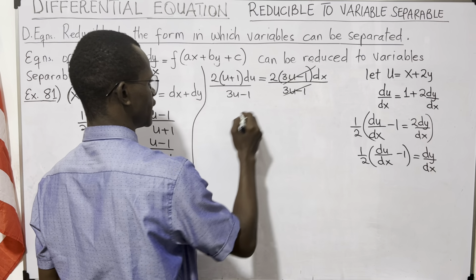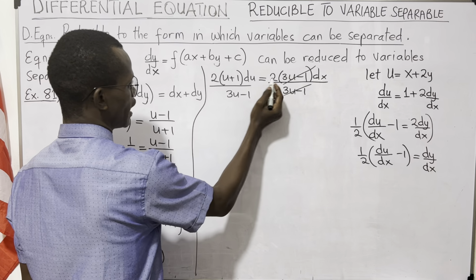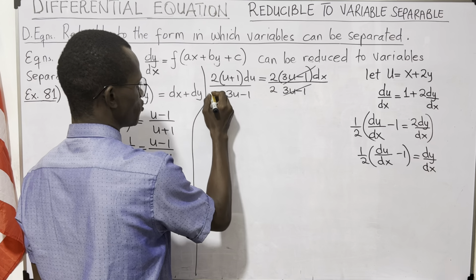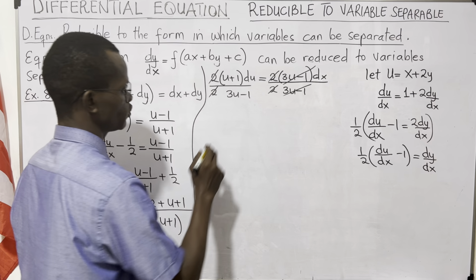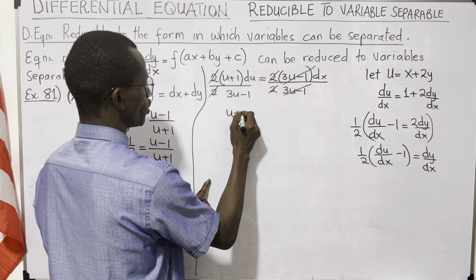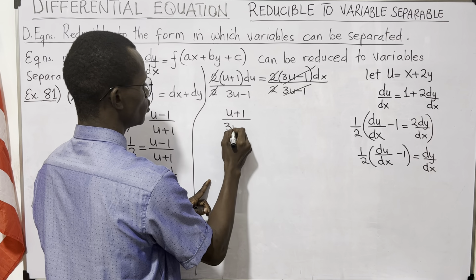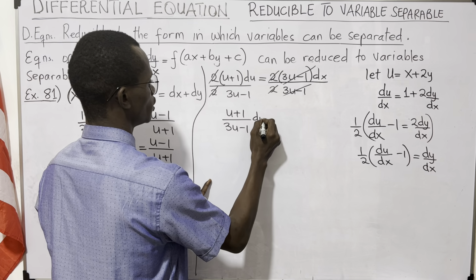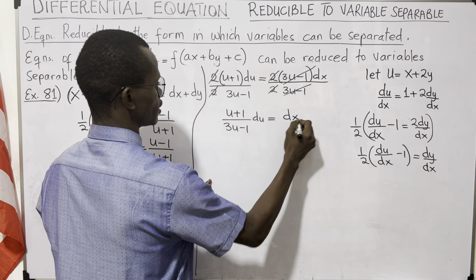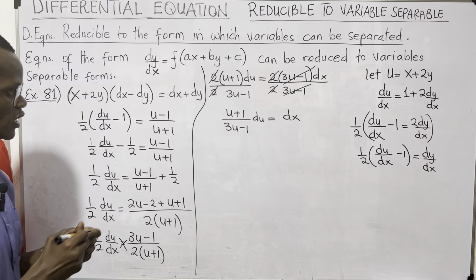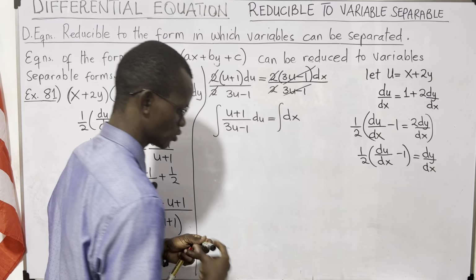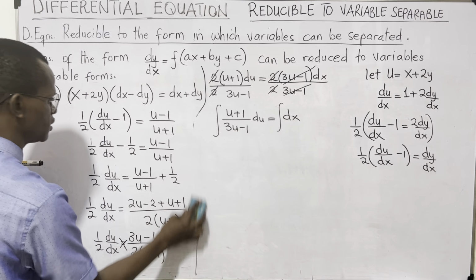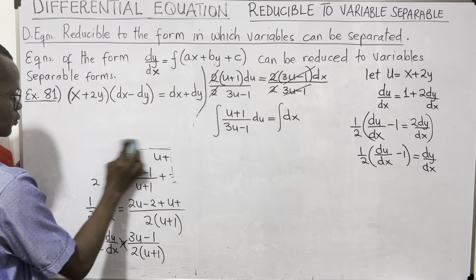So 3u minus 1 cancels. Now we have 2, we have 2, so we can divide both sides by 2. So 2 and 2 will just go out. What we're left with is u plus 1 all over 3u minus 1 du equals dx. Now we can integrate both sides to find our general solution. So let's erase this side to get enough space.